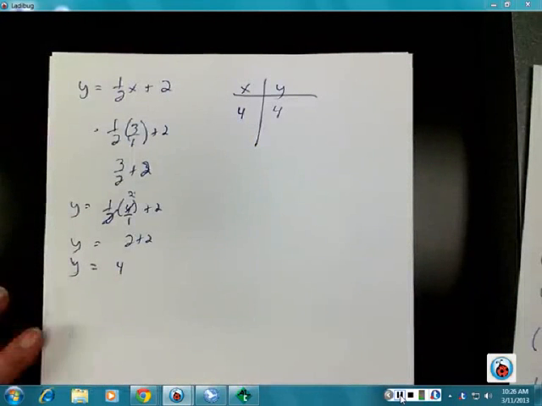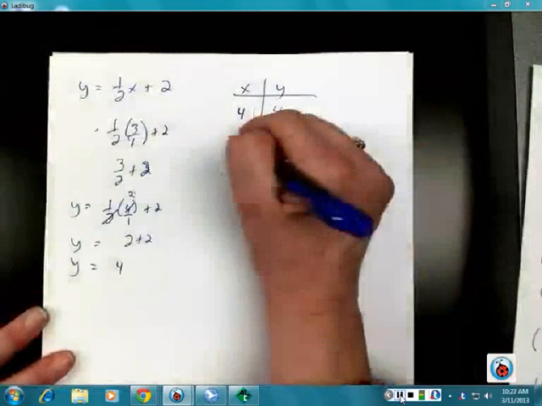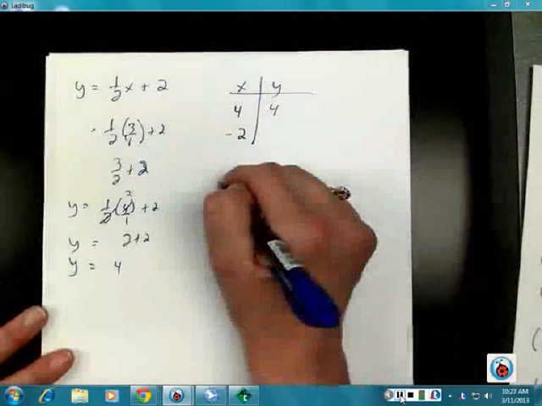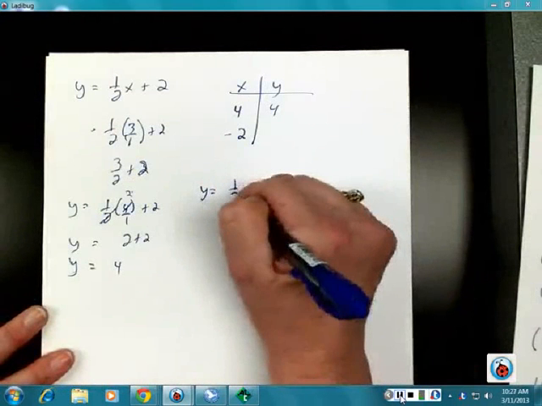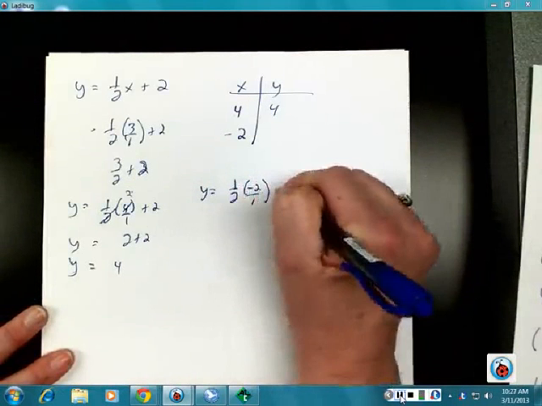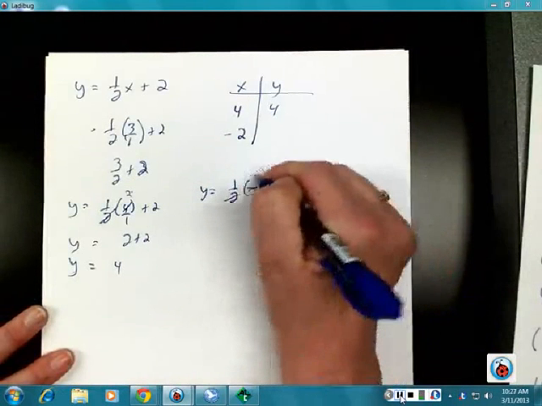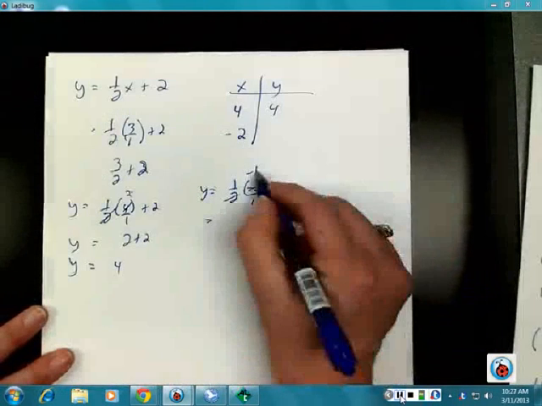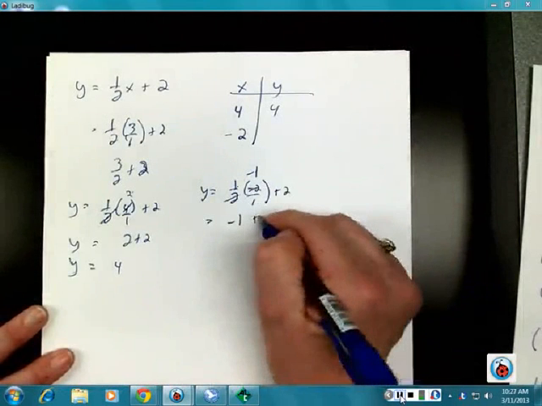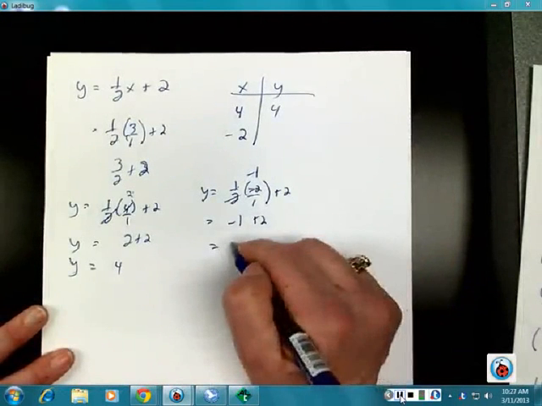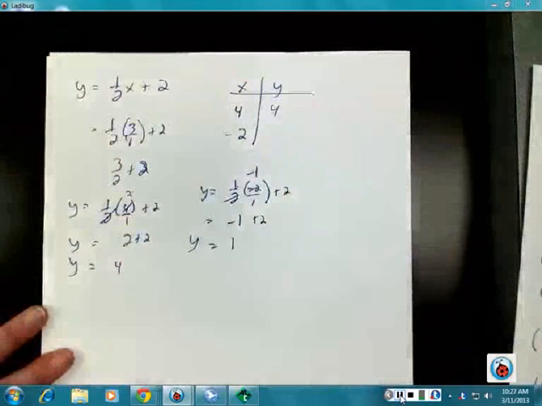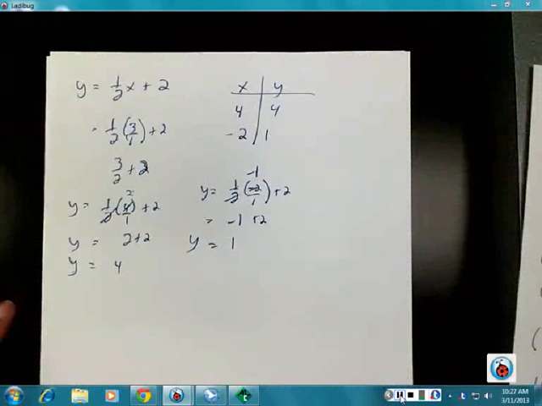Right. Then if I would have put in a negative 2, I would have had y equals 1/2 times a negative 2 over 1 plus 2. These still would cancel, but a negative 1 times 1 is a negative 1 plus 2. And so I end up with a positive 1 then. Okay? So when it's at a negative 2, I get a positive 1.